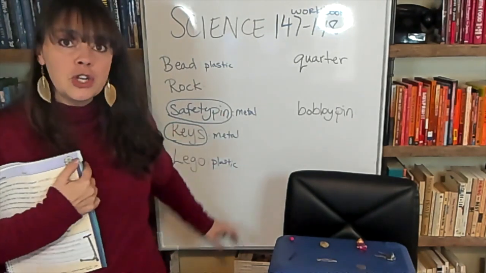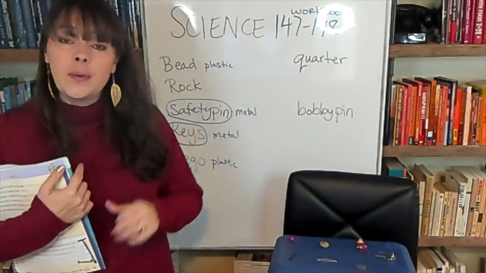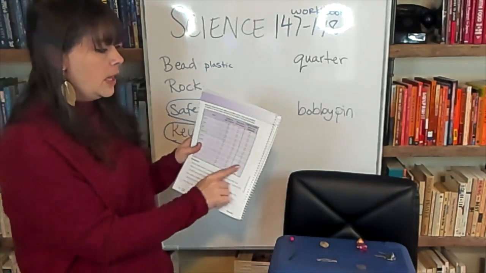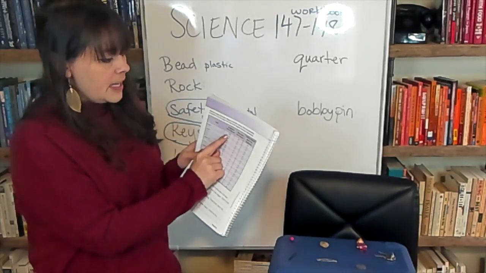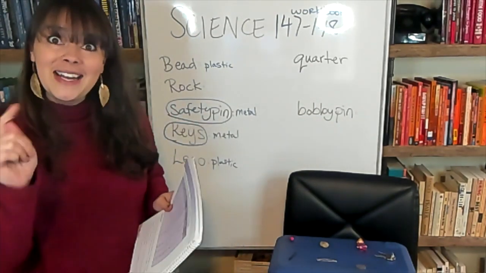I want you to add them to your chart and then make a guess. Do you think they'll be attracted or not? And then I would like you to go test it. So then on the back you will write down, did you predict that it would attract? Yes or no. Circle your answer. Were you right? Yes or no.